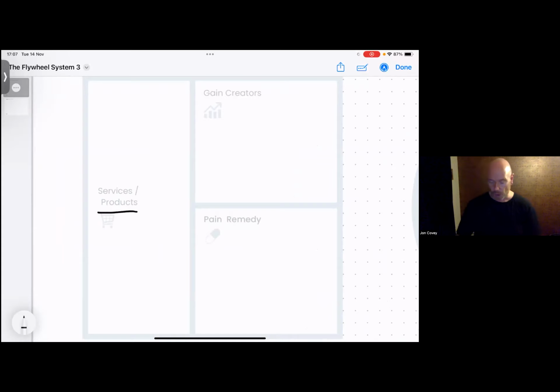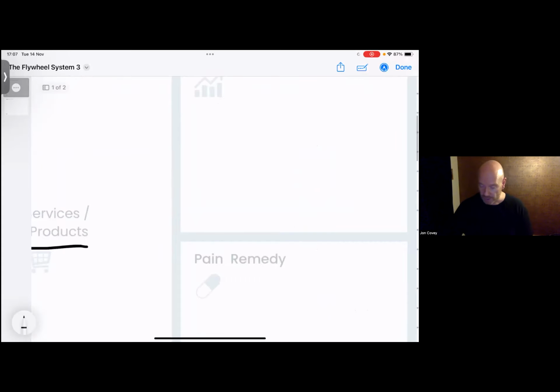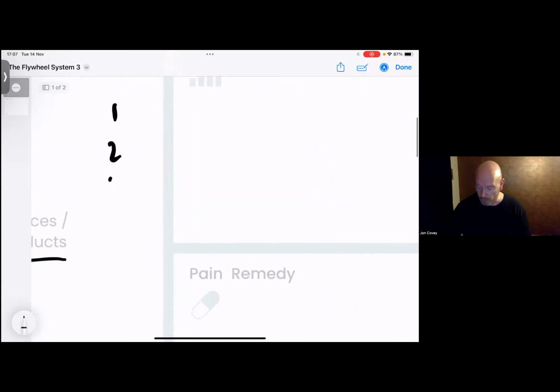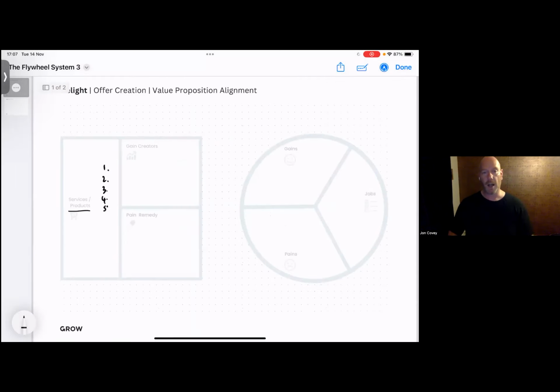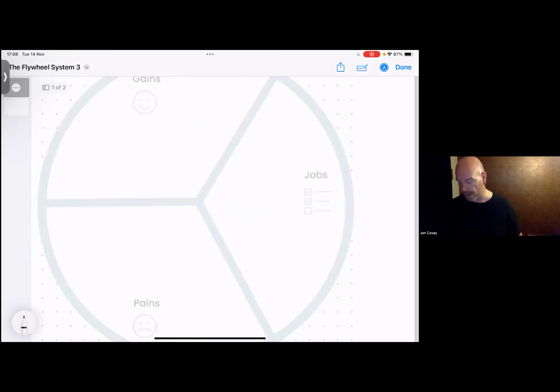But what I would like people to do in this stage is really just to write a list. So you might say 1, 2, 3, 4, 5 different products or services that we provide that fit into this space right now. And what this allows you to do is to really pull them apart, and we're going to show you how this aligns with what the customers are actually wanting. Once you've listed that down, we're going to jump over to this side.